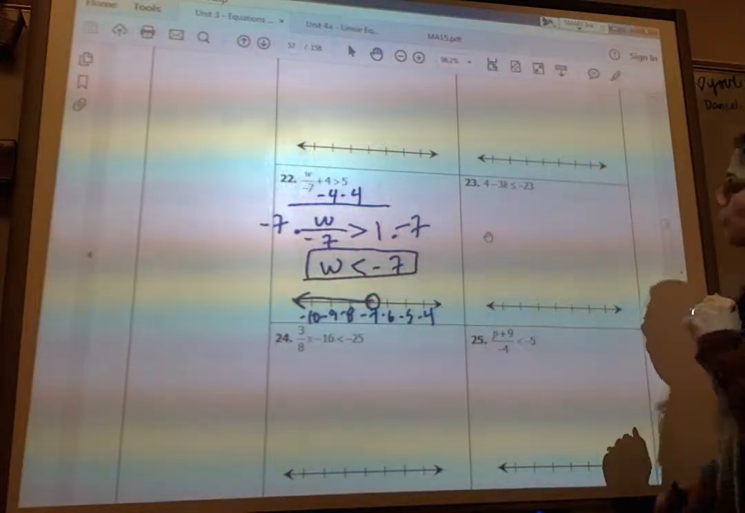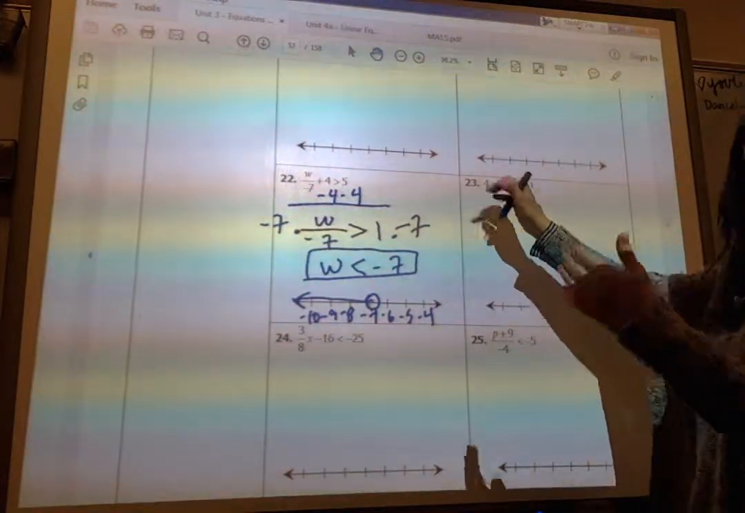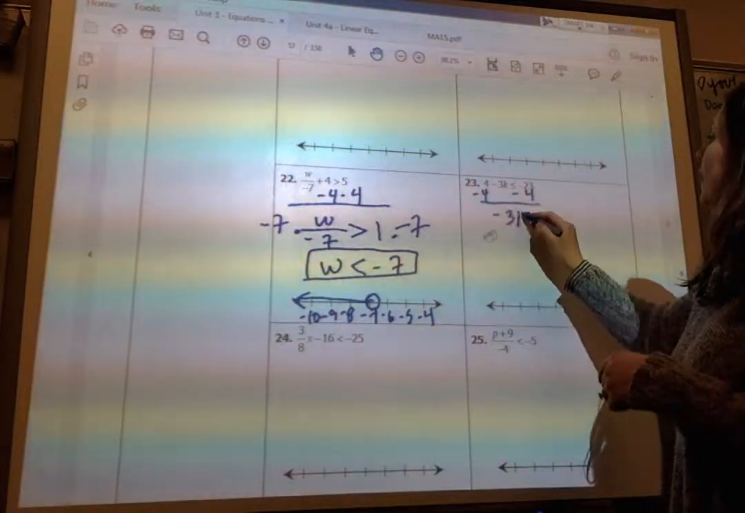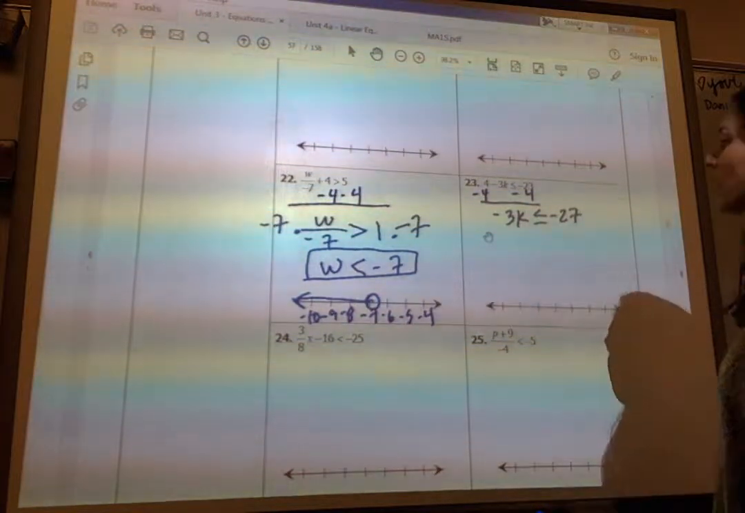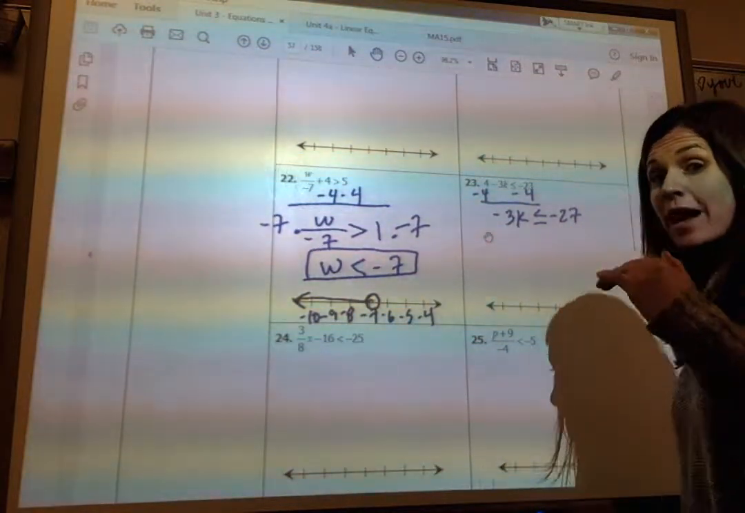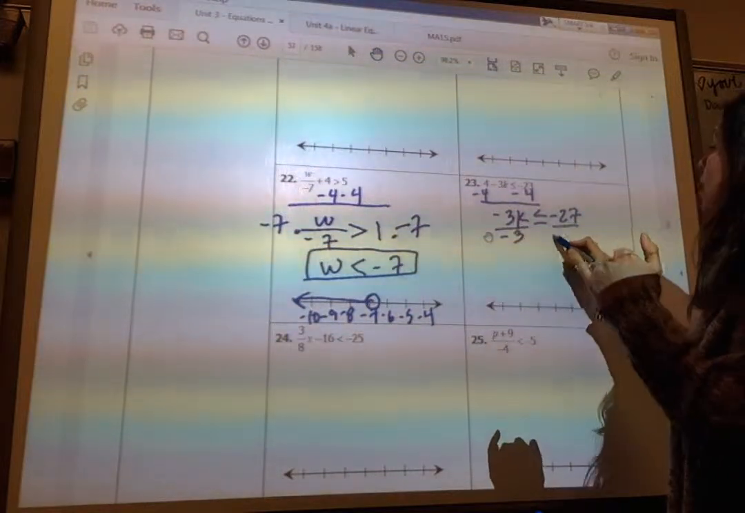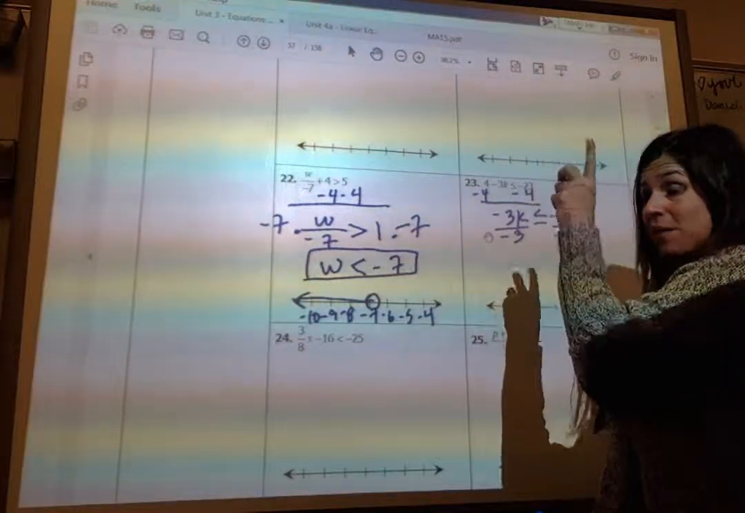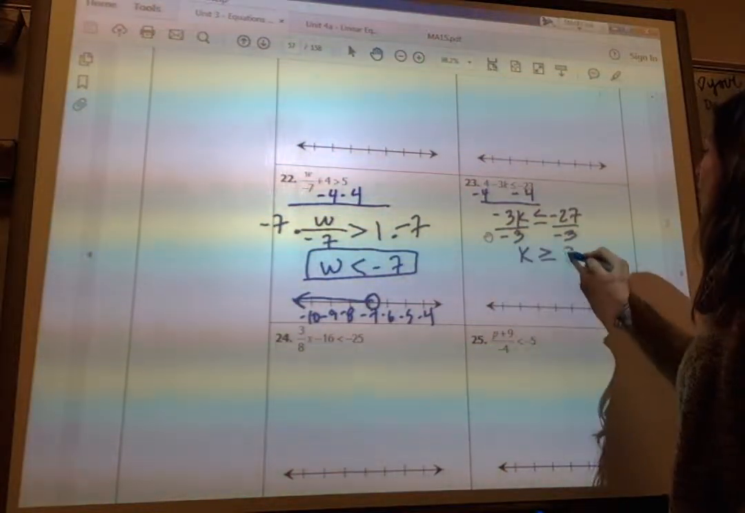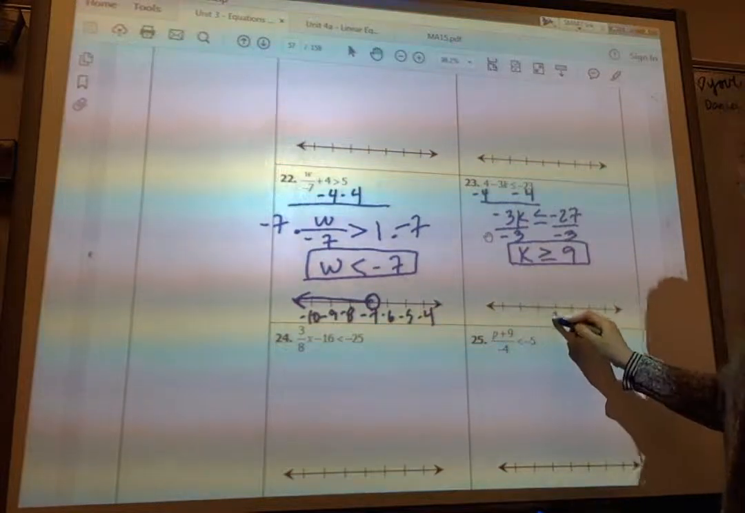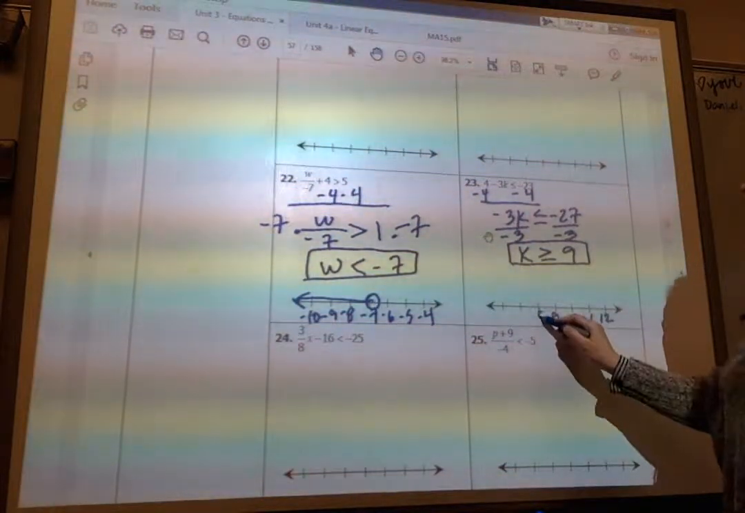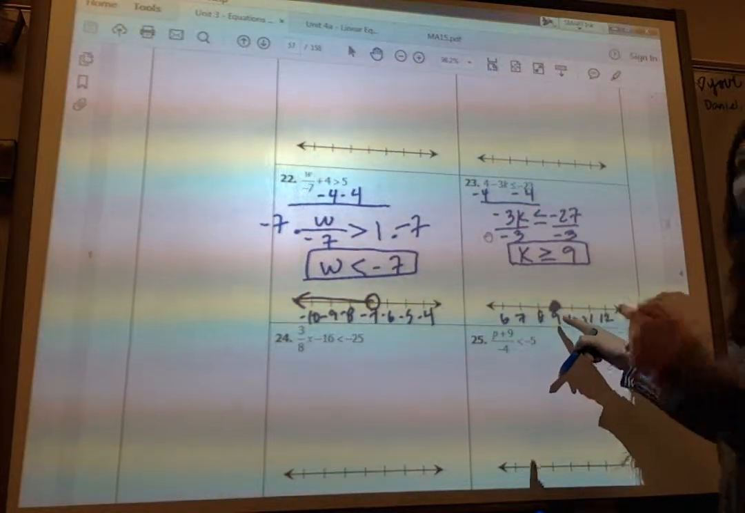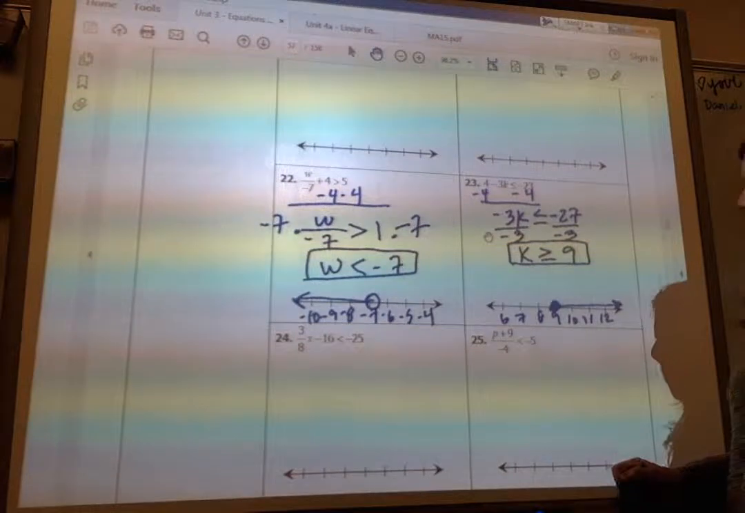Okay. Number 23. Coefficients on the left, constant terms on the right. So I'm going to subtract 4, additive inverse. I get -3k is less than or equal to -27. To get k by itself, I divide both sides by a -3. And if I'm dividing both sides by a -3, flashlight goes off, I must flip my sign. So k is greater than or equal to 9. That's my inequality. Here's 9, 10, 11, 12, 8, 7, 6. Closed circle on 9 because 9 is a solution, and anything to the right.